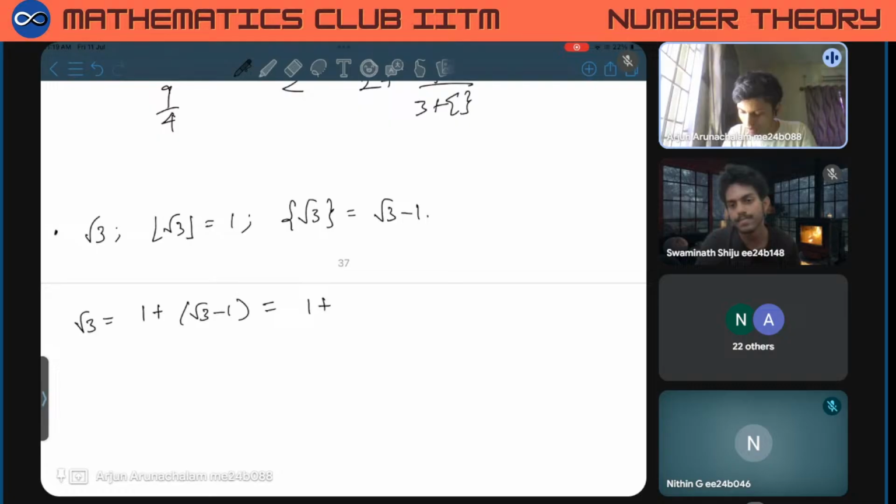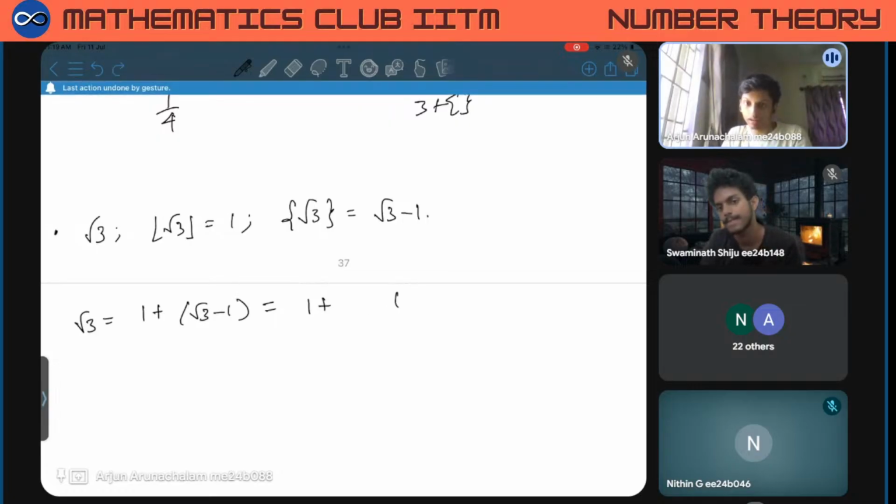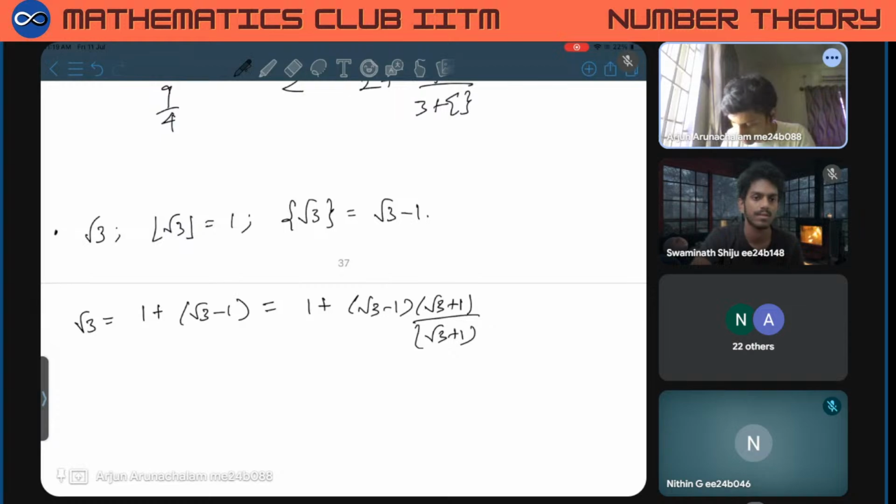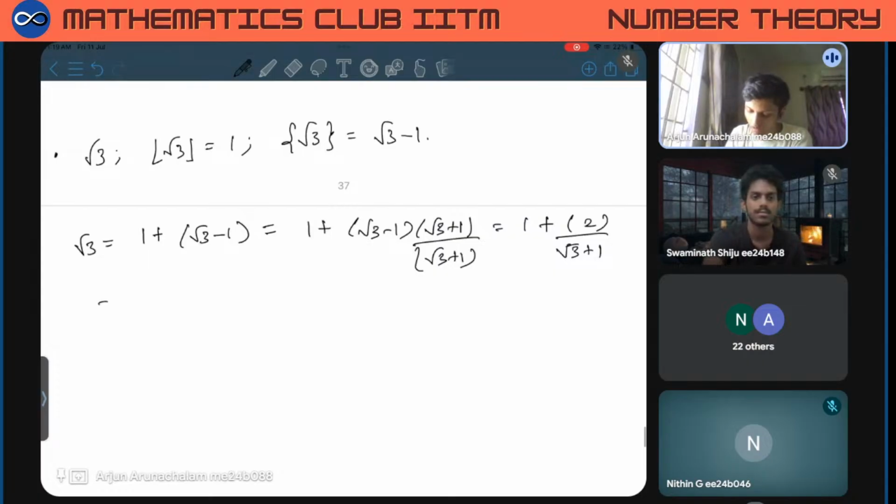Now you write this as 1 plus 1 by something. So how to write 1 by that thing? Just rationalize the function essentially. So just do root 3 minus 1 into root 3 plus 1 by root 3 plus 1. So this becomes 1 plus, this will be root 3 squared minus 1 squared, so 2 by root 3 plus 1. And now you take that to the denominator. So it becomes 1 plus 1 by root 3 plus 1 by 2.